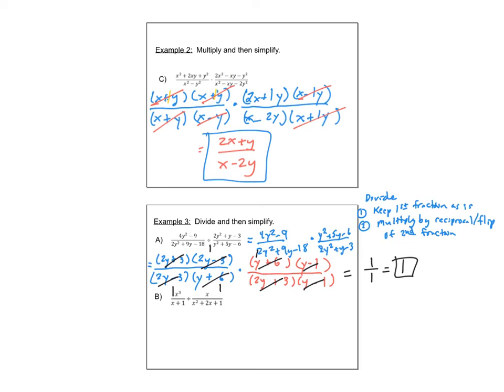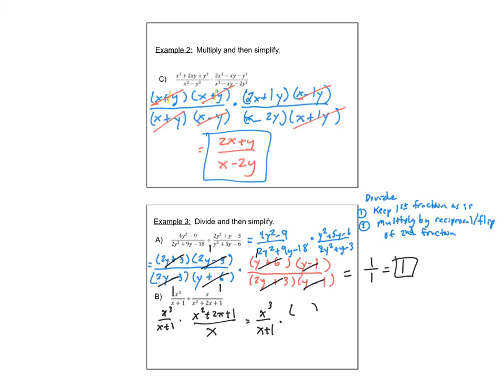All right, on to our next one. Again, change it into a multiplication statement first. So doing so, I'm going to write this as x to the third over x plus 1 times the reciprocal. I'm going to see if I can factor anything. Can't factor anything in the first fraction there.